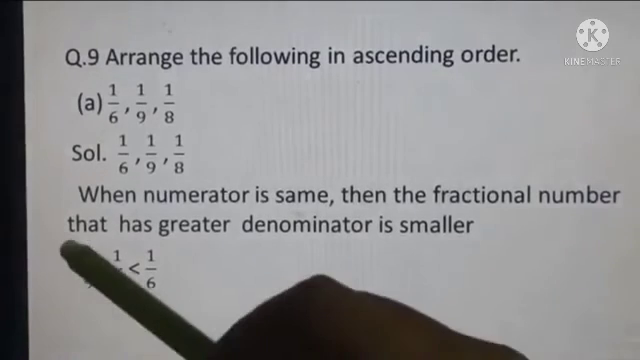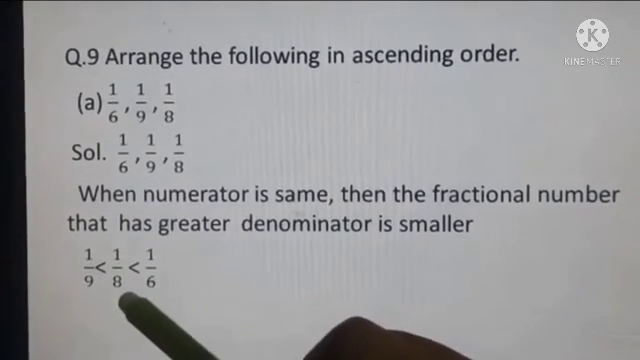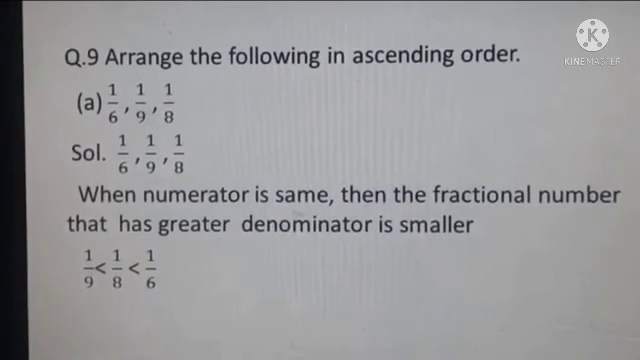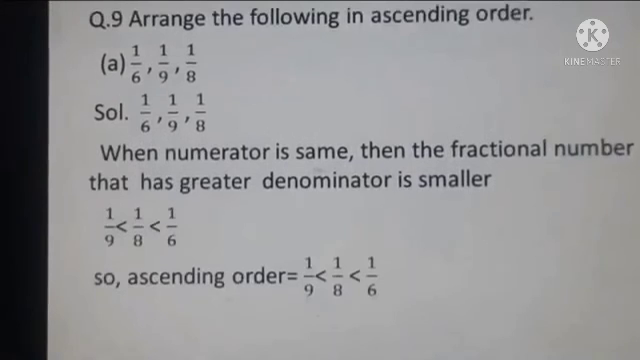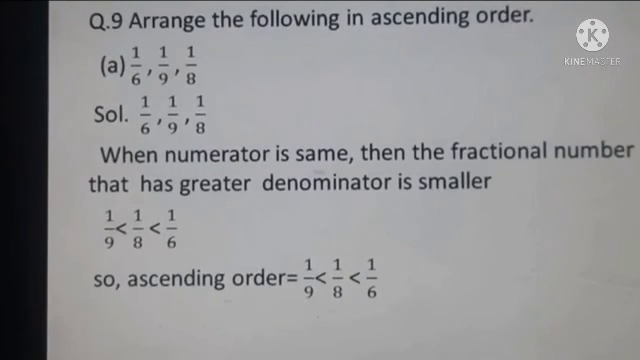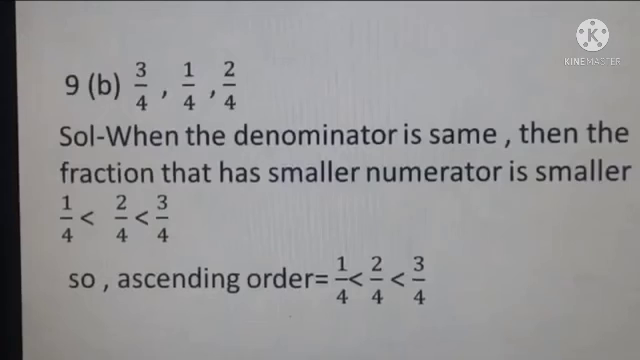So we will write down 1 upon 9 is smaller than 1 upon 8, and 1 upon 8 is smaller than 1 upon 6. So ascending order is 1 upon 9 is smaller than 1 upon 8 and 1 upon 8 is smaller than 1 upon 6.